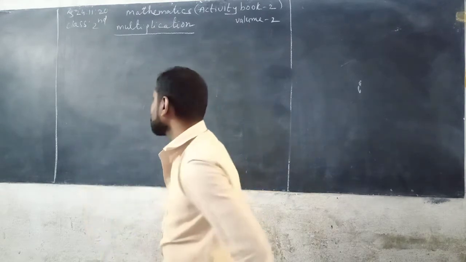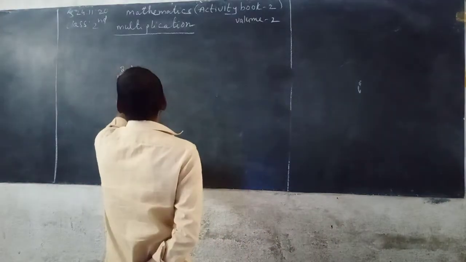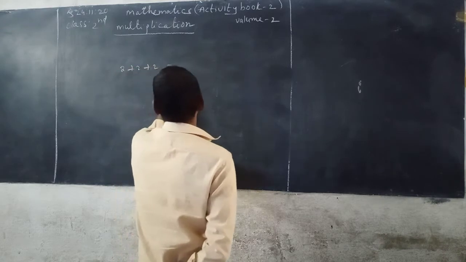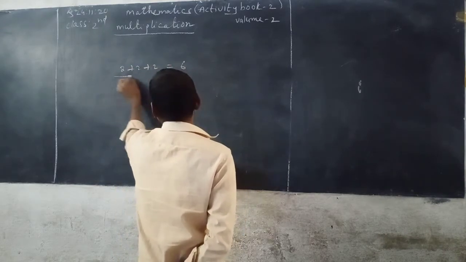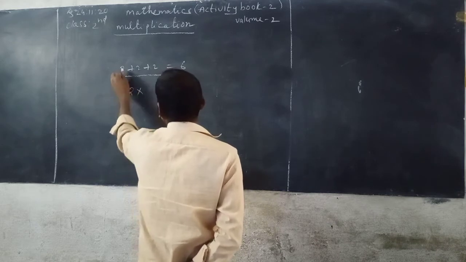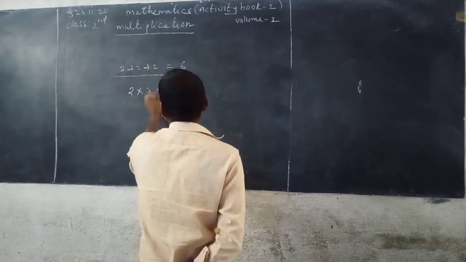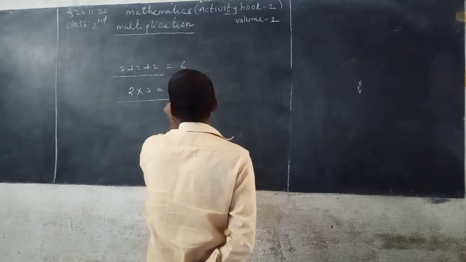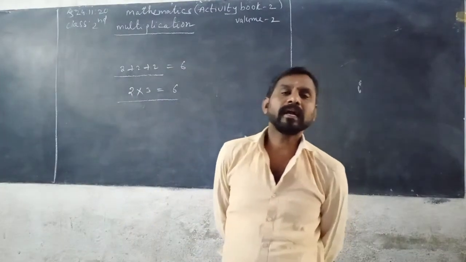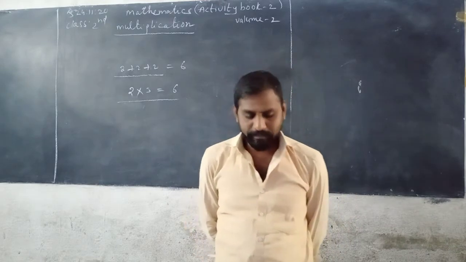Repeated addition means 2 plus 2 plus 2. See here, 2 plus 2 plus 2 is actually 6. So it can be written as: 2 is repeated how many times? 3 times. So 2 into 3 you can get 6. So the repeated addition is called multiplication.